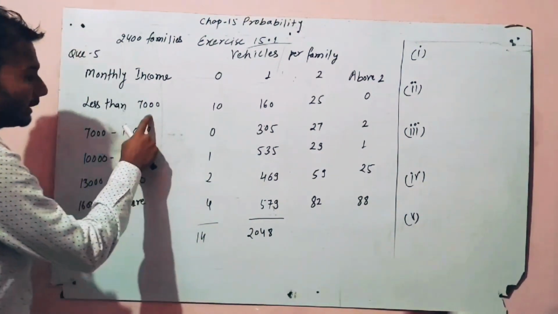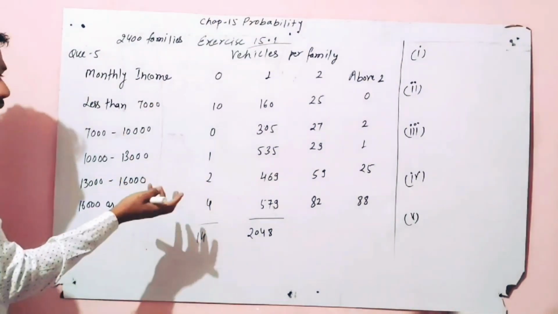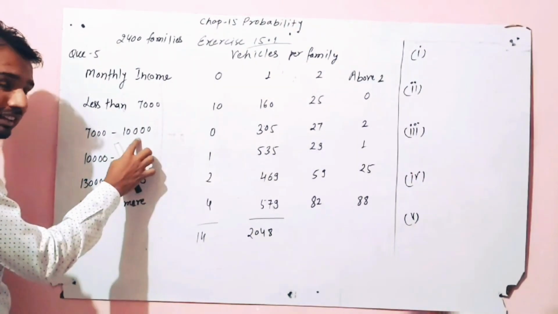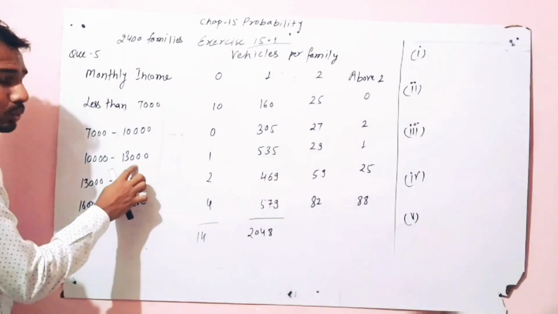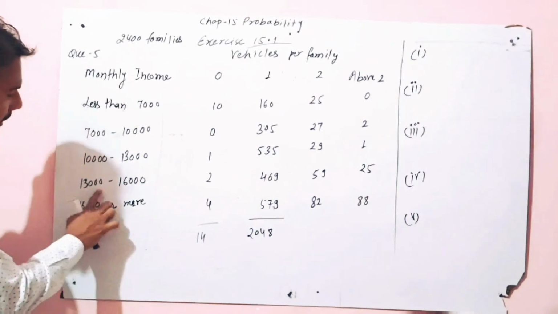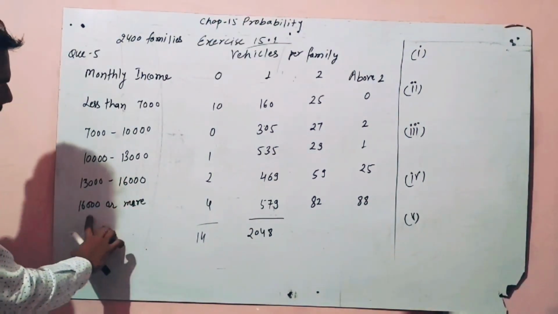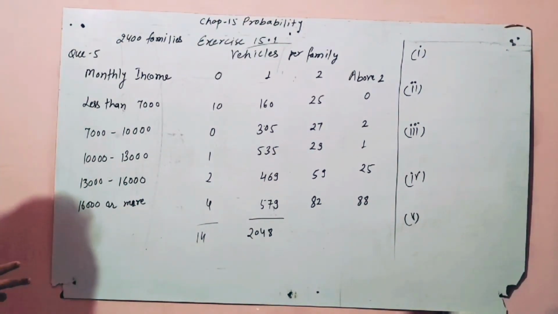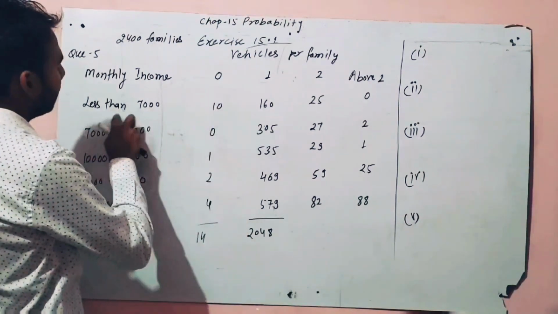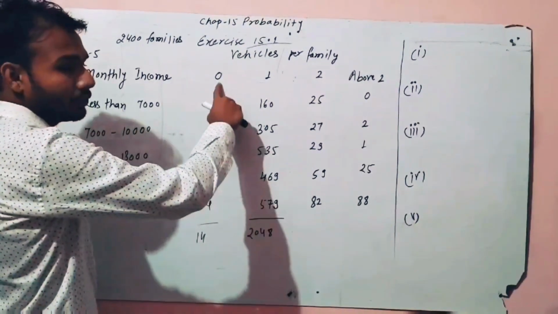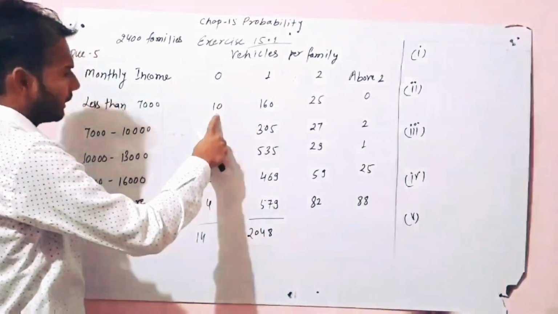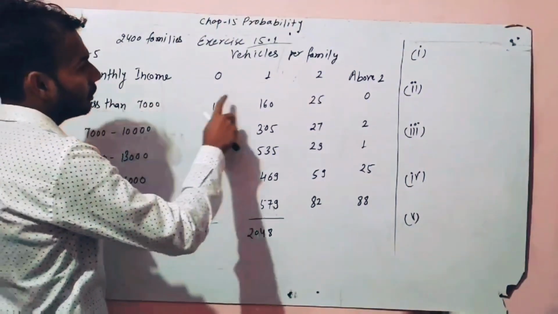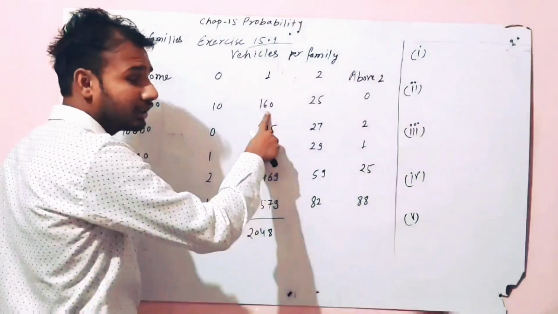So monthly income is less than 7,000 rupees, 7,000 to 10,000 rupees, 10,000 to 13,000 rupees, 13,000 to 16,000 rupees, and 16,000 or more. Those earning less than 7,000 and having zero vehicles: there are a total of 10 families like this.